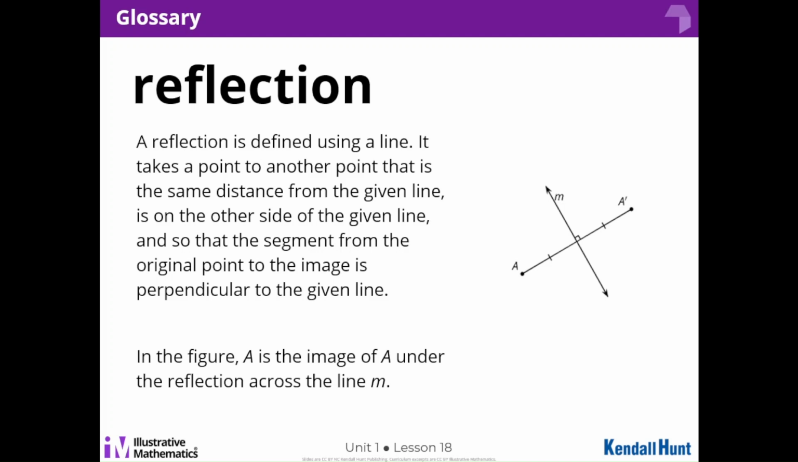Reflection. This is where you're going to reflect across a line. So you're not folding the shape on itself, like with symmetry. You're now going across. You're reflecting across that line. So in this case, that line of reflection is M. We reflect A across M, and we get A prime.